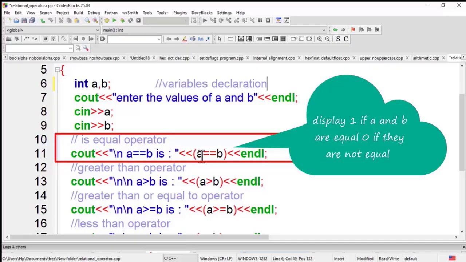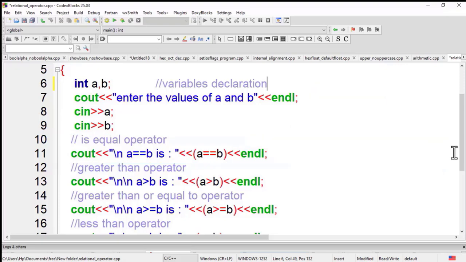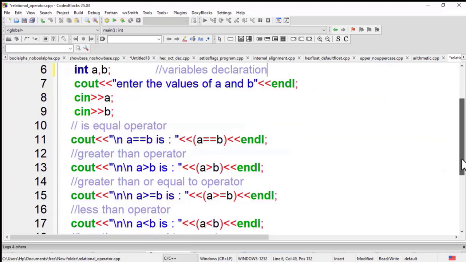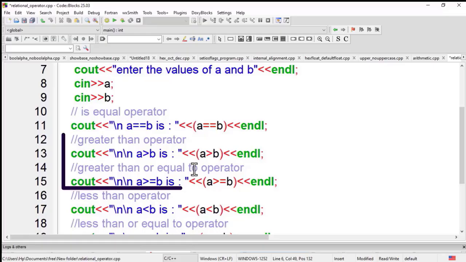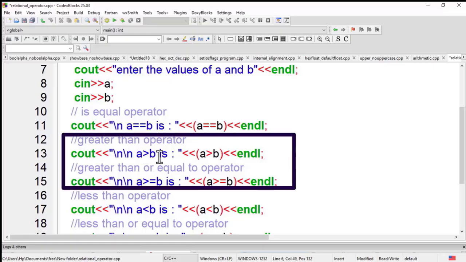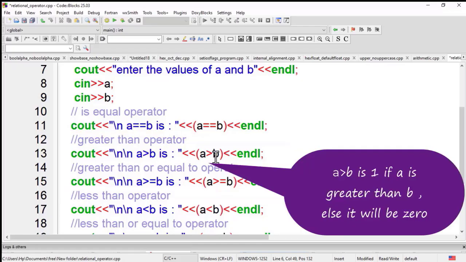Now just compare the value of a and b. If they are equal, then it returns a value 1. The next relational operator is the greater than operator. a greater than b will be printed as it is, a greater than b. If the value of a is greater than b, it returns 1, else it returns 0.